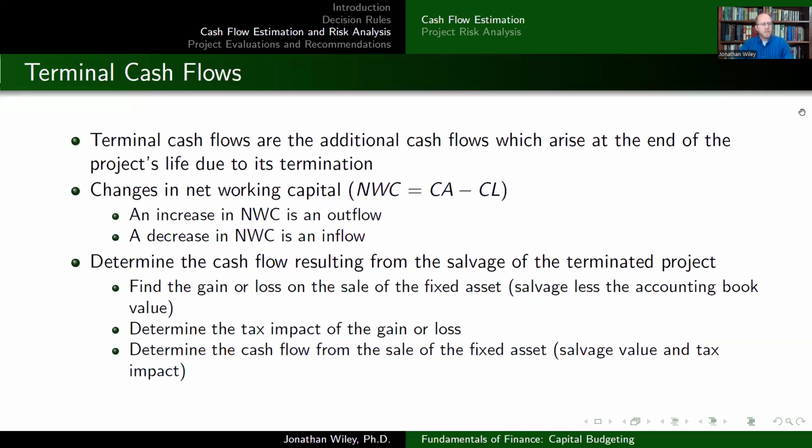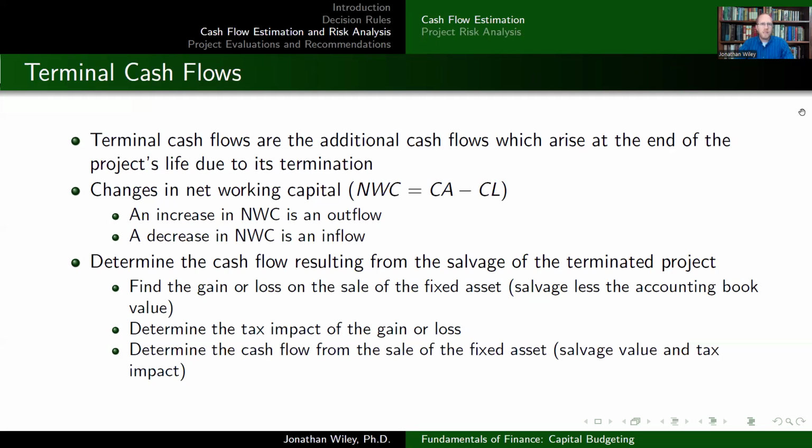All right, so in this video, I'm going to talk about terminal cash flows for a capital budgeting project. Terminal cash flows are the additional cash flows that arise at the end of the project's life due to the fact that it is terminated and over and done. So generally, you're going to have a few different things that are going to occur here.